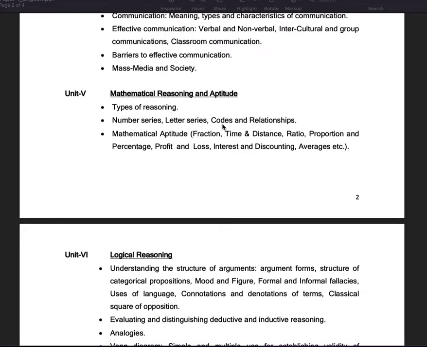Then comes the unit that most people from a social science or humanities background find tough to score in. But if you practice well for this unit, the reasoning part and the maths part, then if there are 5 questions in the exam, you can score 3 out of 5 or maybe 4 out of 5. But this unit specifically needs a lot of practice.